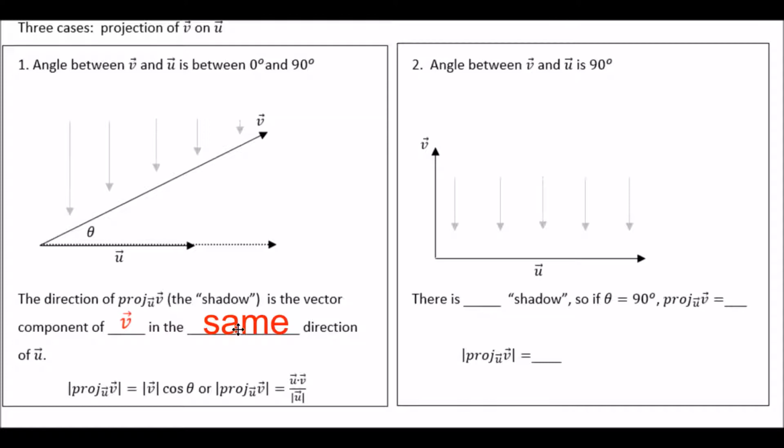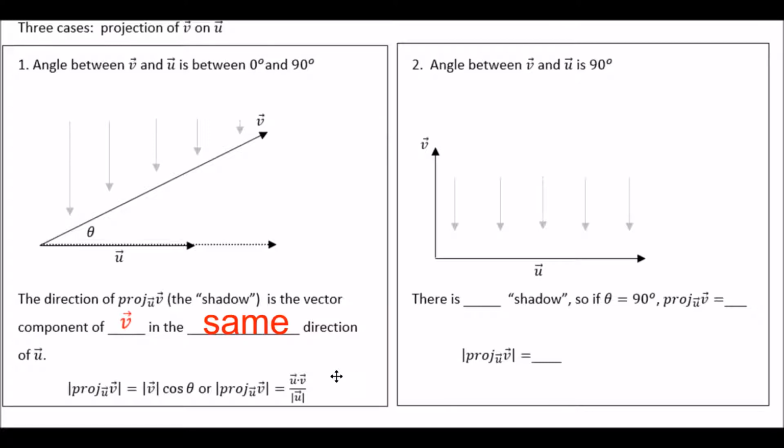The two formulas here, if I want it in geometric form: the magnitude of projection of V on U is equal to the magnitude of V cos of theta, and again that is just the horizontal component of vector V. The projection of V on U in Cartesian form is U dot V over the magnitude of U.